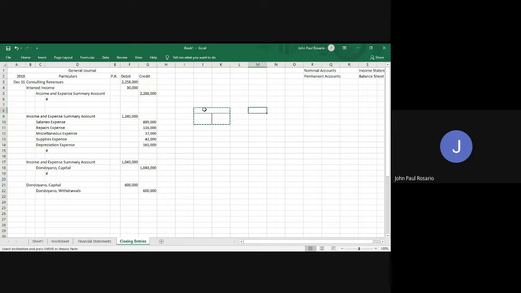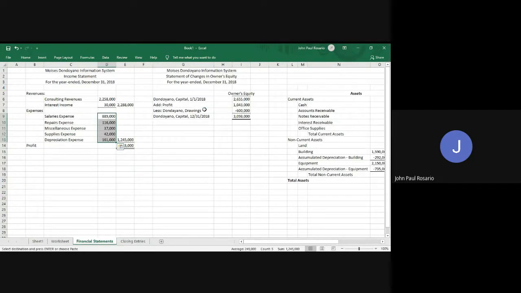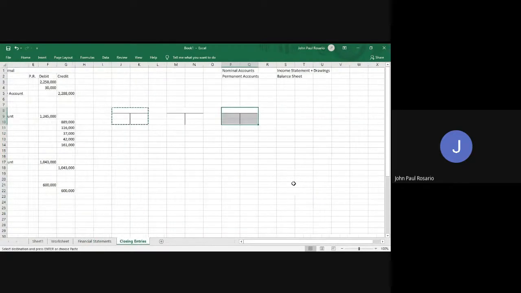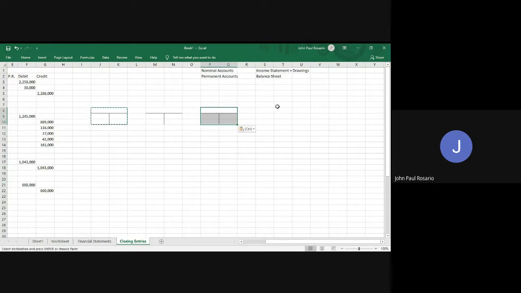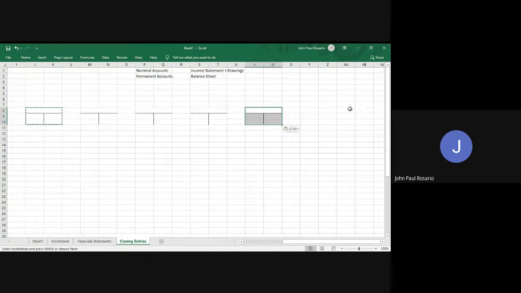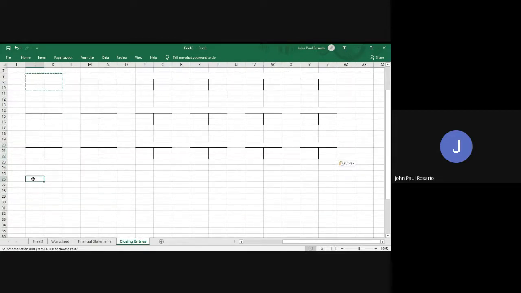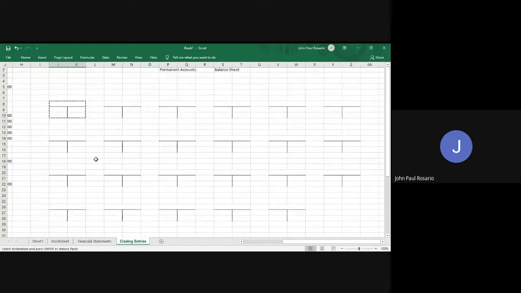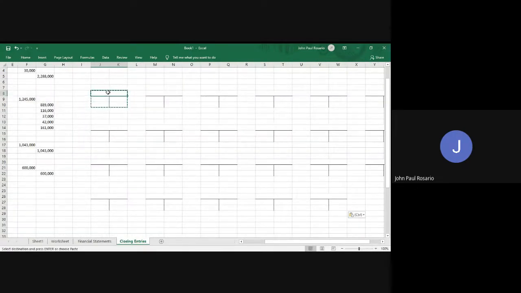Okay, cash, accounts receivable, notes receivable, how many accounts are there in all? 22. So cash, accounts receivable, notes receivable, 2, 3, 4, 5, 6, 7, 8, 9, 10, 11, 12, 13, 14, 15, 16, 17, 18, 20, 21, 22. And the 23rd is the income and expense summary account, which is taken from capital.